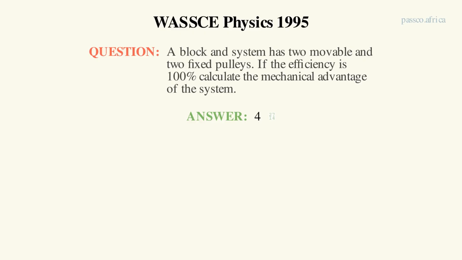A block and tackle system has 2 movable and 2 fixed pulleys. If the efficiency is 100%, calculate the mechanical advantage of the system. Now, try it yourself.